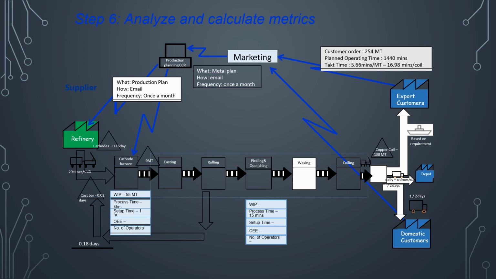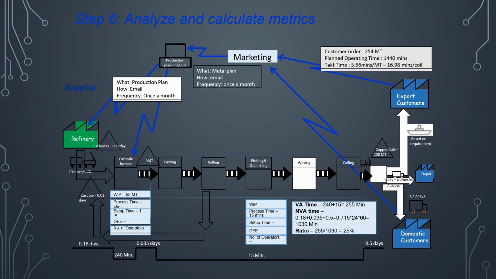The process time for cathode furnace, that is 4 hours or 240 minutes, is value added time. 0.035 days is also non-value added time from cathode furnace to the casting. Process times such as casting, rolling, quenching, waxing and coiling is value added time, that is 15 minutes. 0.5 days for transportation of copper coil to the customer is also non-value added time. The ratio of value added time to non-value added time is 25%. This indicates the efficiency of the process.